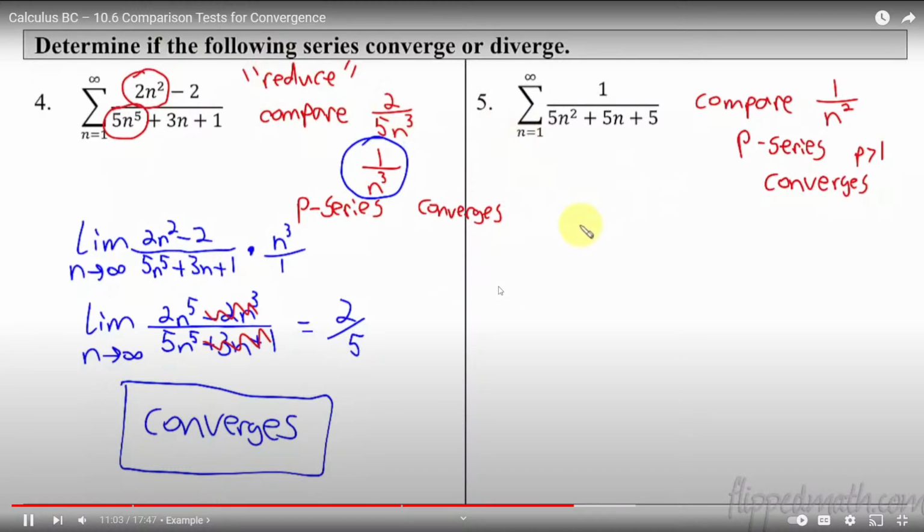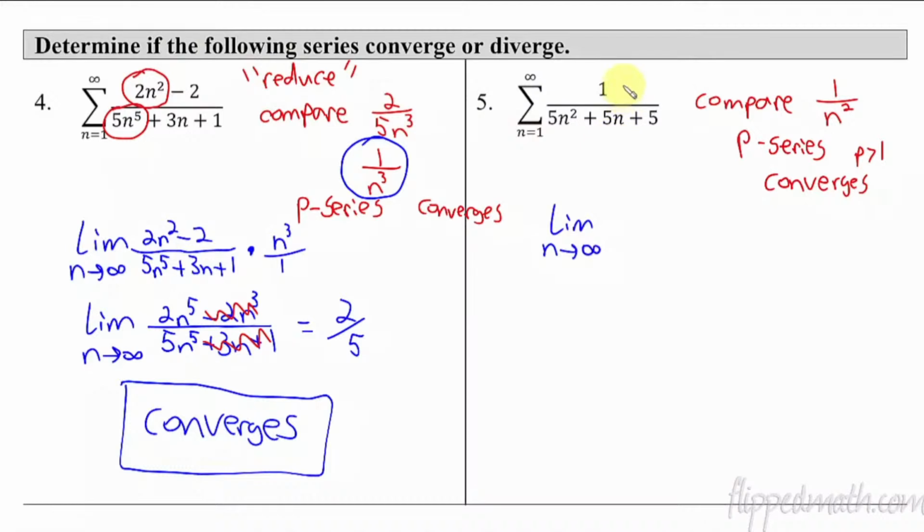So now let's set up our limit. Let's just rewrite this whole thing, and then we're going to multiply it by the reciprocal of the one we're comparing it to. So there we go. And now you can see here, what is this limit going to equal? Well, we're going to have the n squared on top, a 5n squared on bottom.